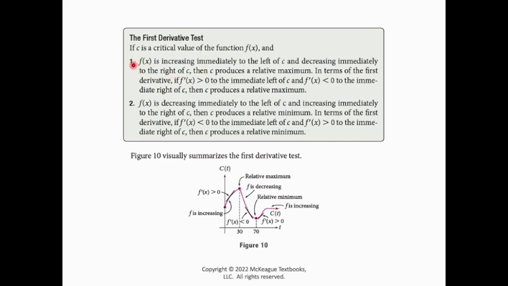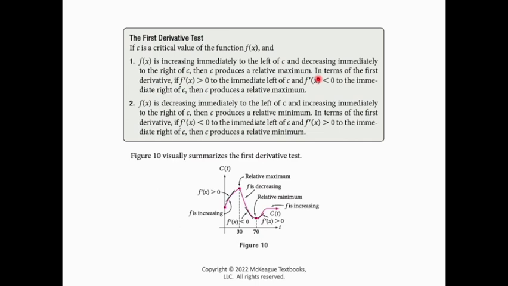So the first statement for the first derivative test says if f of x is increasing immediately to the left of c and decreasing immediately to the right of c, then c produces a relative maximum. So what this is saying is if you have a value of x that, when you take the derivative and plug in that value of x, you get 0, that's considered a critical point. And on one side of that critical point, it's going to be increasing. On the other side of that critical point, it's going to be decreasing.